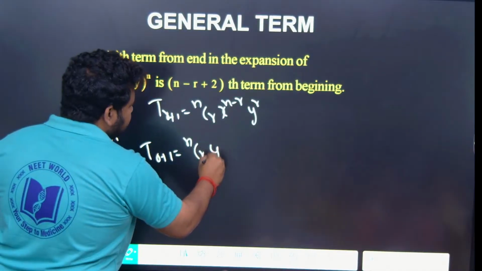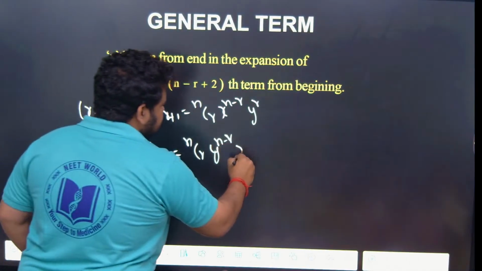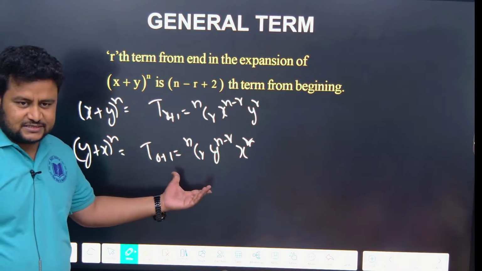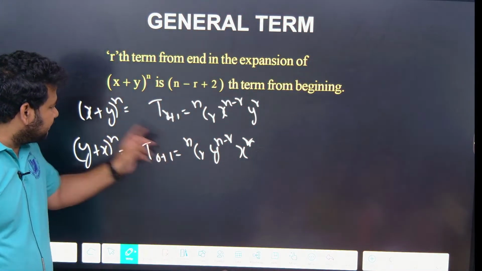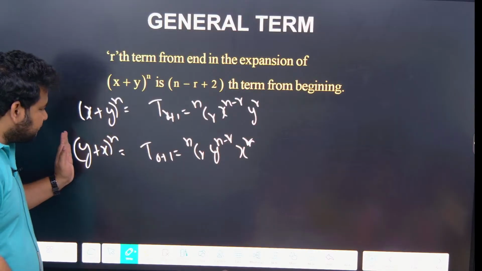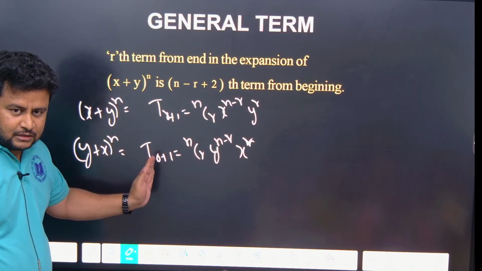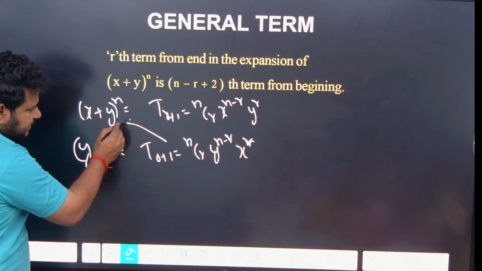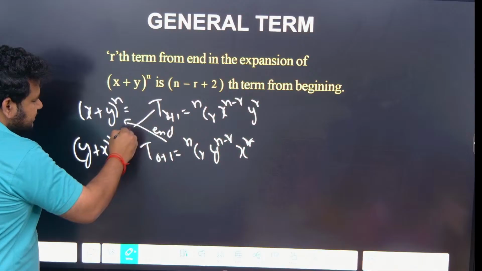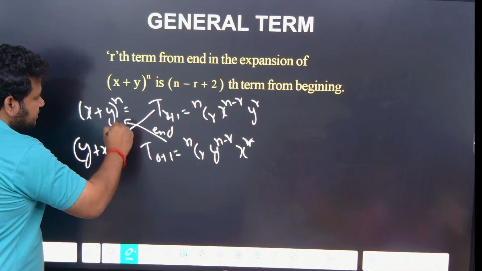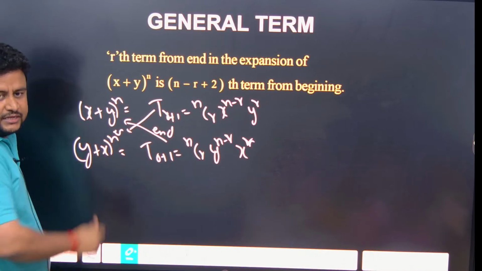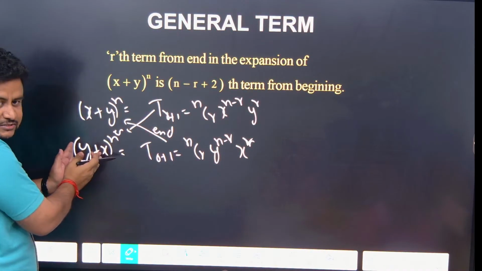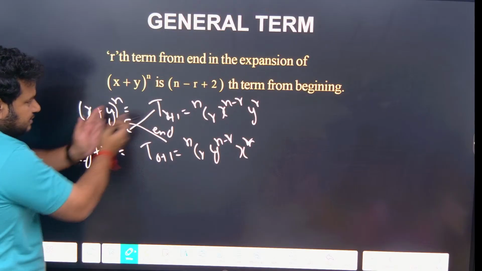nCr y to the power of n minus r, x power r. What we are writing is nothing but the r-th term from the end for this expansion. This is the term from the beginning, and this is the term from the end for this expansion. They are reverse. If they ask from the end, for this, write this.